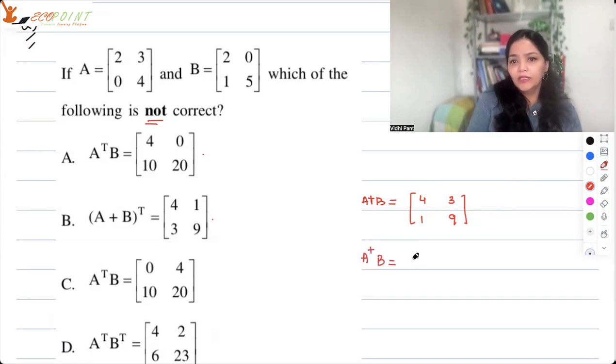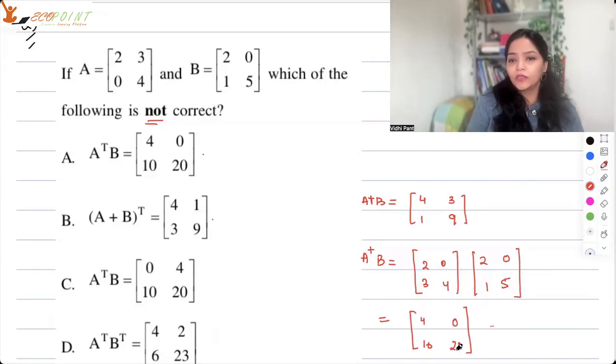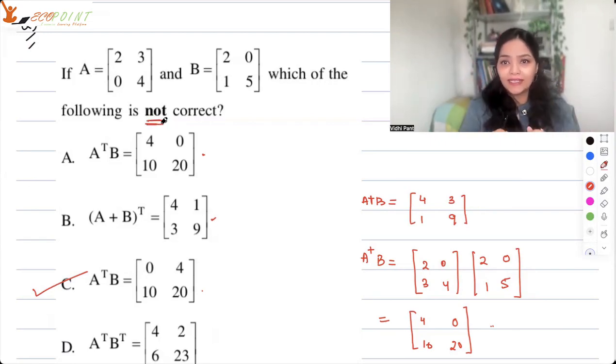A transpose B is equal to 2304 multiplied by 2015, which will give us 4, 0, 10, 20. So hence A is also actually correct. B is correct, A is correct. So C clearly is not correct because it's 4, 0, not 0, 4. So the correct option is C. You should always be very careful with the questions that are asking for the false statement or not correct. And these are very important ones.